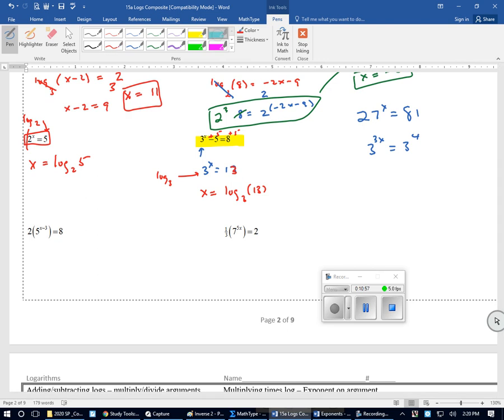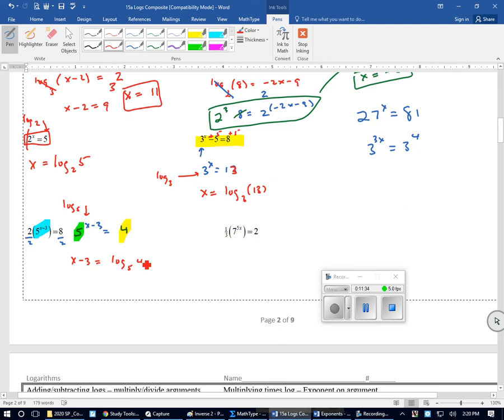Once again, if I can get the exponential by itself, I'm going to have 5 to the x minus 3. How am I going to get it by itself? Dividing by 2, equals 4. And since 5 and 4 don't have a common base, I can't do it like we did in class. I'm going to have to use a logarithm. I'm going to log base 5 to both sides. And here that cancels, and I get x minus 3. And over here, I have log base 5 of 4.